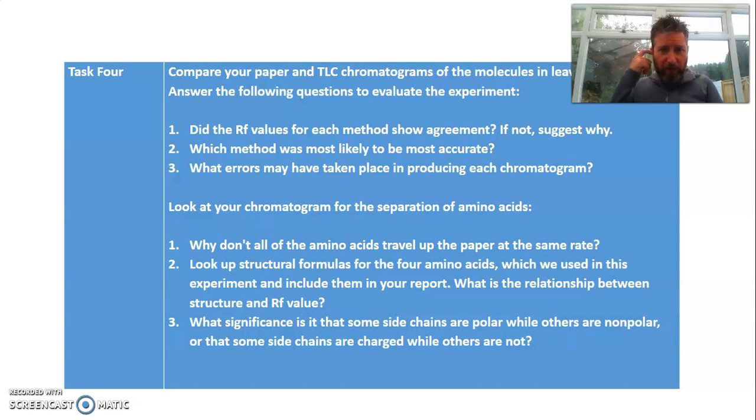Look at your chromatogram for the separation of amino acids. Why don't all of the amino acids travel up the paper at the same rate? We're going to look at the structural formula of those 4 amino acids and include them in the report. What's the relationship between structure and RF value, and what significance is it that some side chains are polar and some are not? They have charges or whatever.